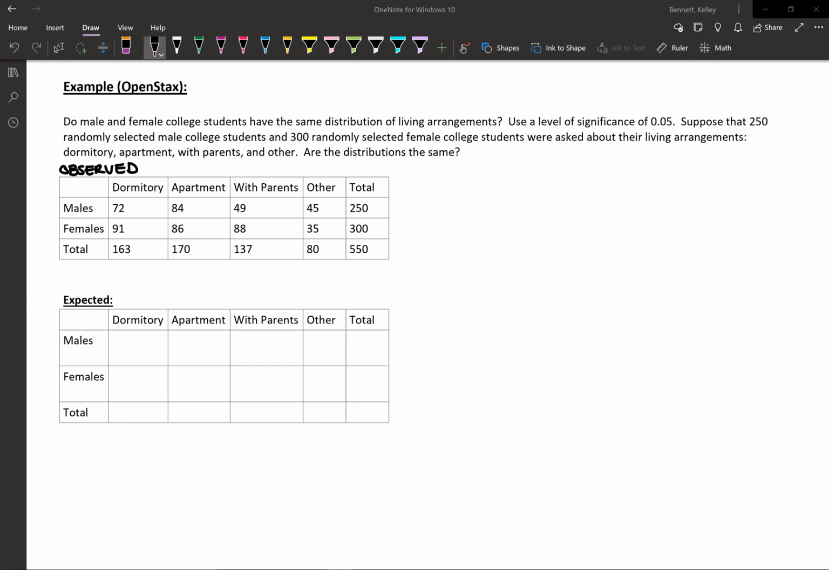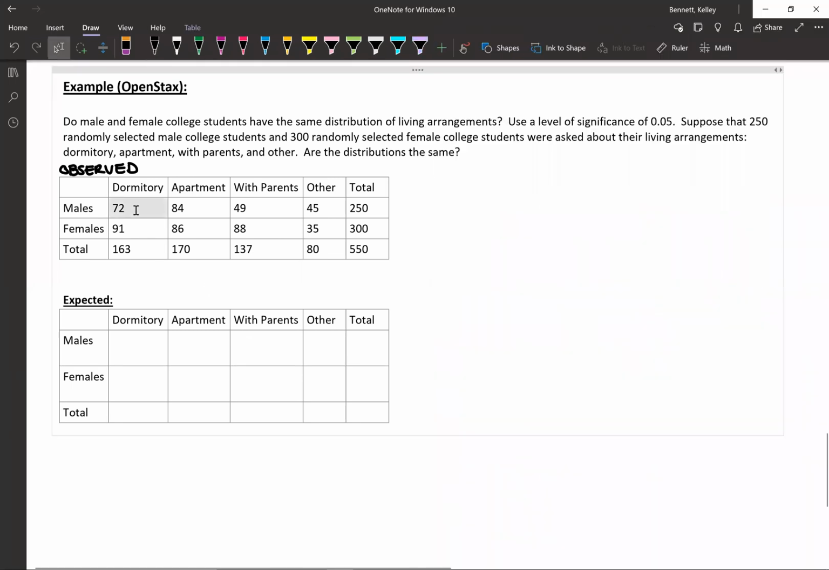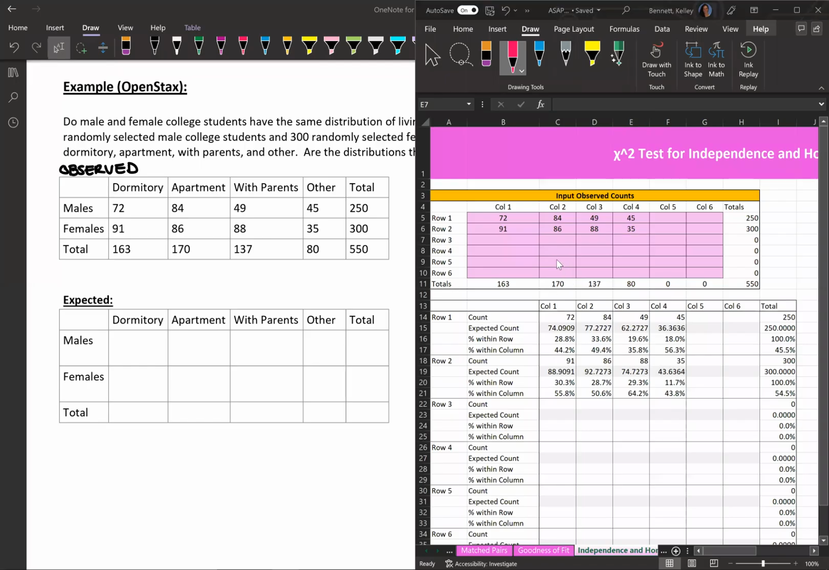So let's do that and digest the output. Again, we want to be super careful that when we put our data in, we're not including the totals. We just want to include these values here. So having done that, we can also verify that our totals match 163, 170, 137, and 80 with a grand total of 550. And so now we can actually compare that. These are our observed values in pink. We can compare that to our expected count down here. So I'm going to transfer over our expected count and then we'll look at the residuals and decide.